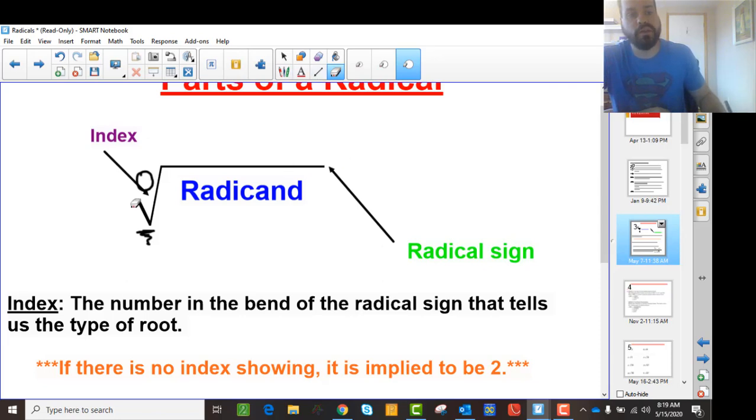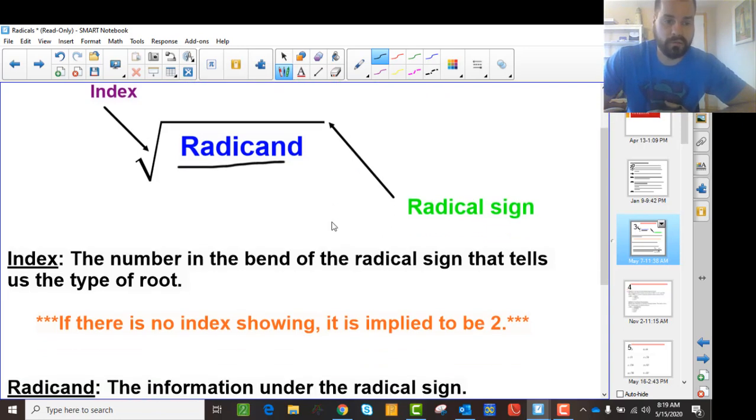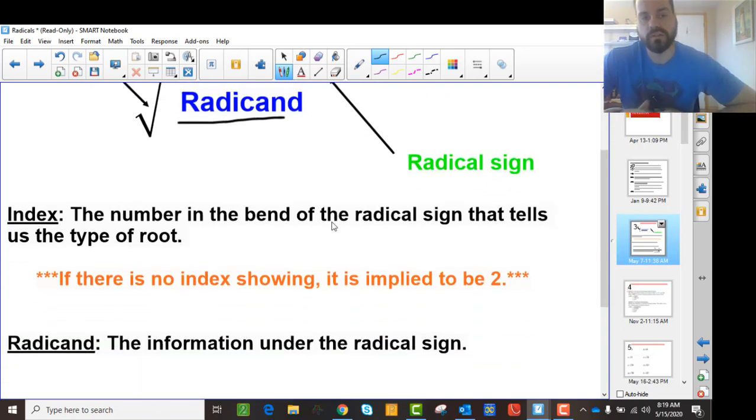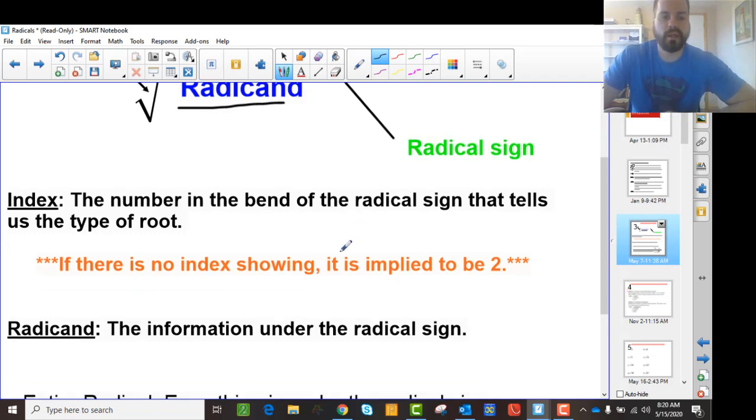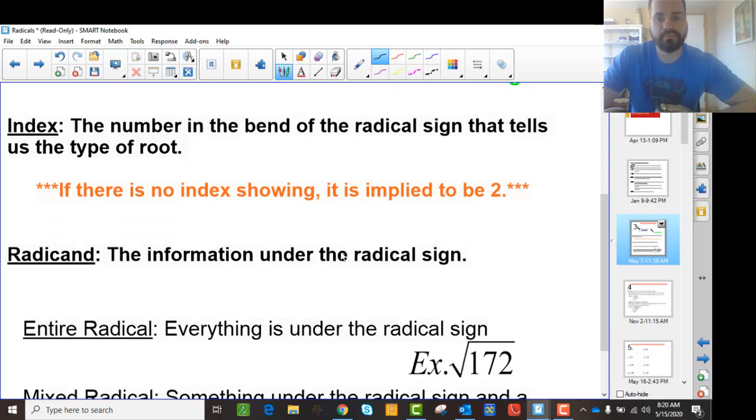And the number that's underneath the radical is called the radicand. Okay, so it's the number that you're actually taking the root of. So you have the index that tells you the type of root you're taking, and then you have the radicand, which is what you're taking the radical of, all right, or the root of.